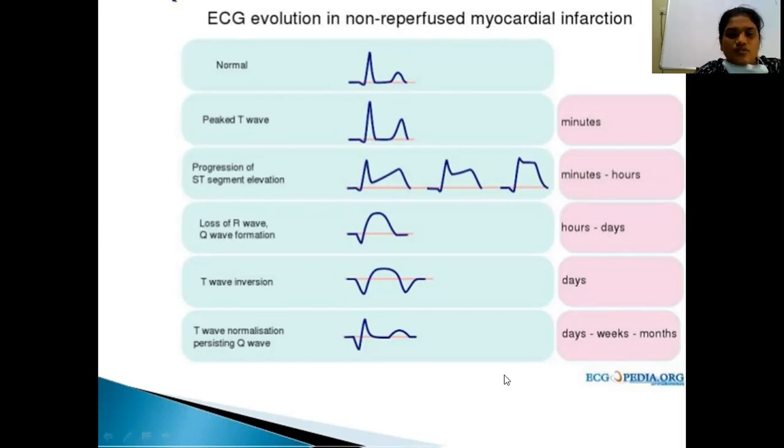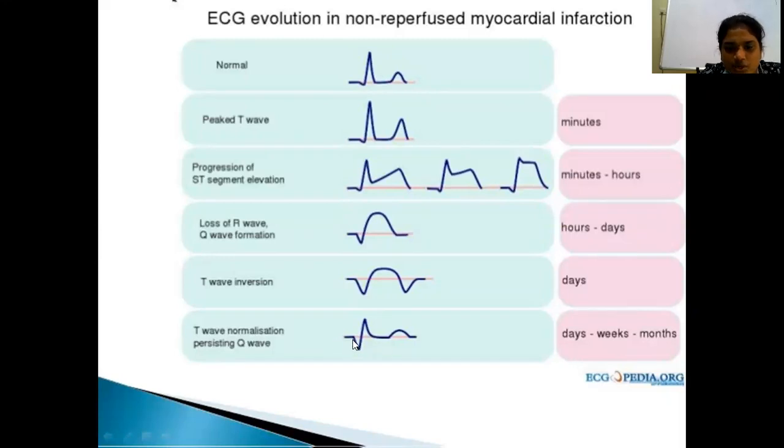Then the loss of the R wave and the Q wave formation. This is around hours to days. And the T wave inversions. So see here, Q wave is this one, and here Q wave and the T wave inversions we are seeing, which is usually from days on. T wave normalization and the persistent Q waves. That can take days, weeks to months.